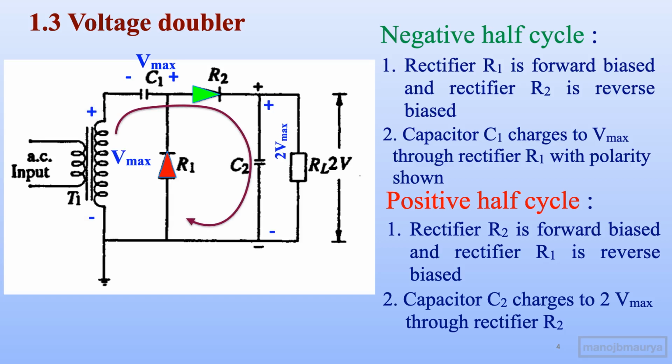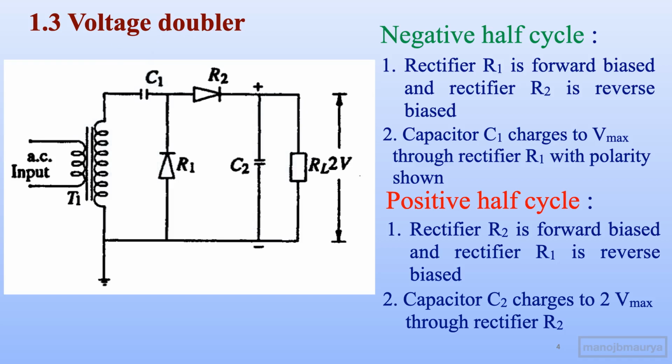Hence we observe the net voltage appearing across the load terminal, in the form of charge stored in capacitor C2, is twice the maximum voltage of the transformer secondary. This way the voltage doubling operation is achieved using a simple circuit.